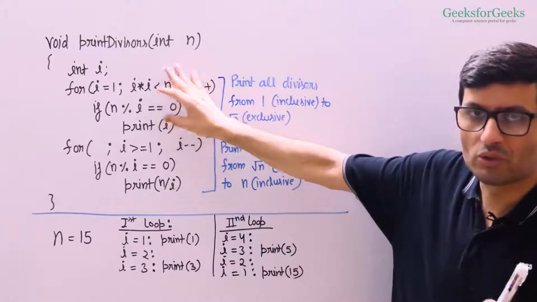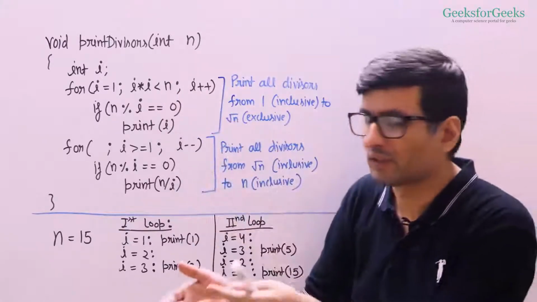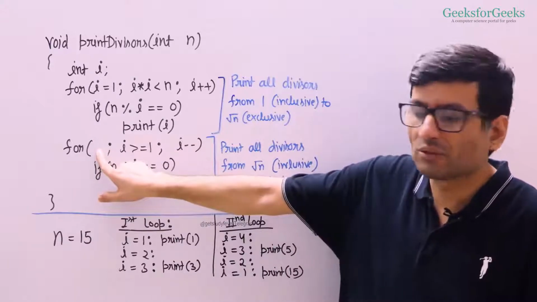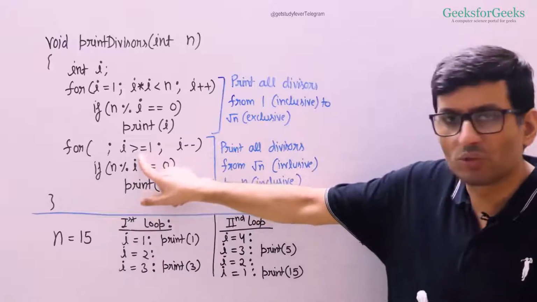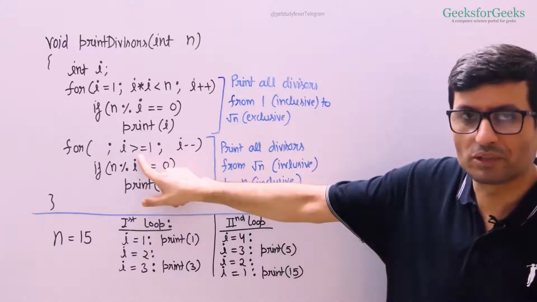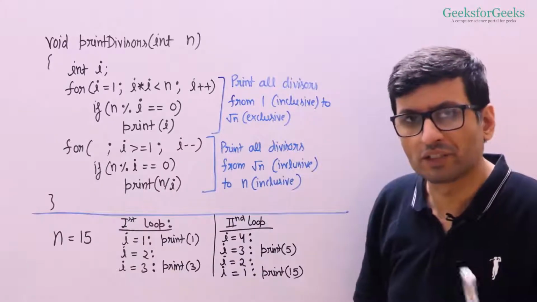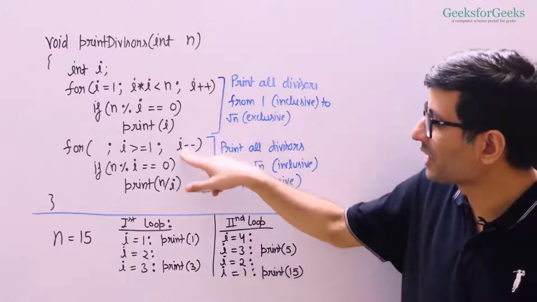So when you stop this loop, your I is 4, right? You stopped because 4 into 4 was greater than 15. Now you begin this loop with I equal to 4. There is no initialization here. We begin with whatever is the current value of I, and we run this loop while I is greater than or equal to 1. So you begin with I equal to 4. 4 does not divide 15, so you will not do anything. Now you come to 3. Here we are decreasing the loop.